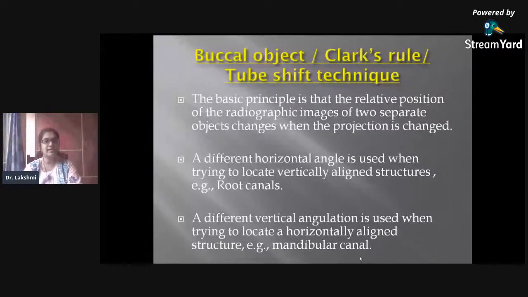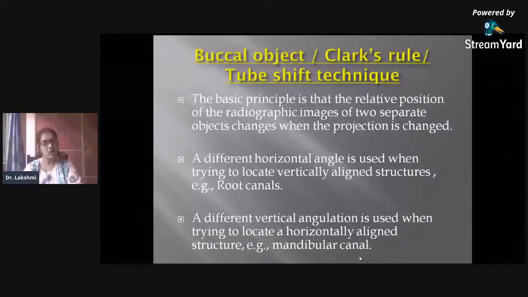The basic principle is that the relative position of the radiographic images of two separate objects changes when the projection is changed. A different horizontal angle is used when trying to locate vertically aligned structures, for example root canals, they are vertical structures, right? So if you want to localize them, the horizontal angulation should be different. That is the tube shift technique. A different vertical angulation is used when trying to locate horizontally aligned structures, for example the mandibular canal.